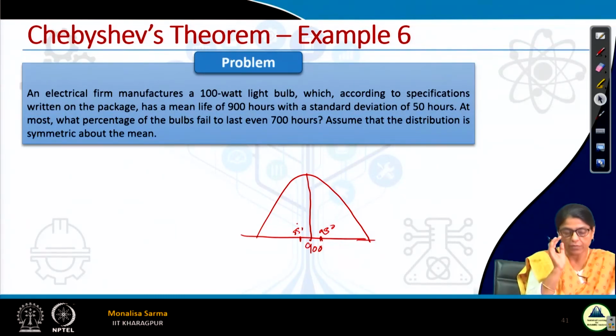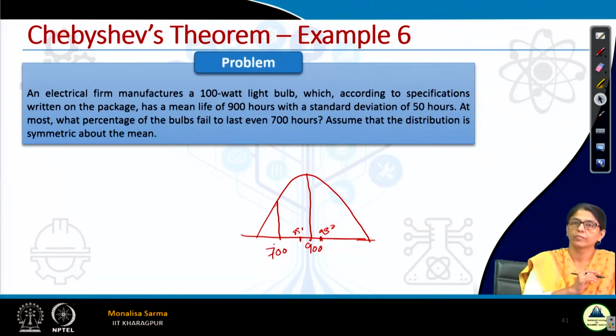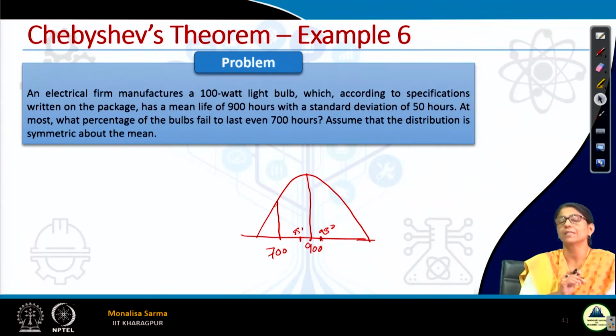So, now what is the question? At most what percentage of the bulbs fail to last even 700 hours? Fail to last even, so it is 900, maybe this much is 700. So that means the working life of the bulb is lesser than 700. It is not in this range, greater than 700 is in this range.